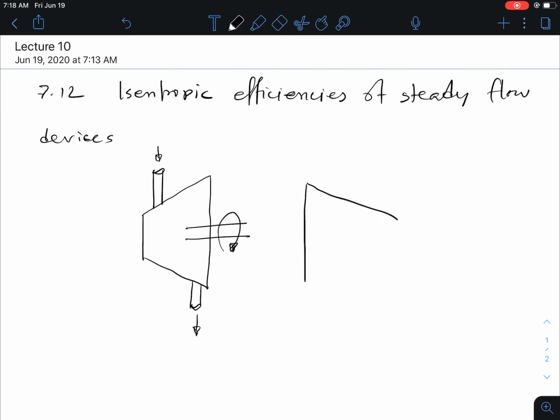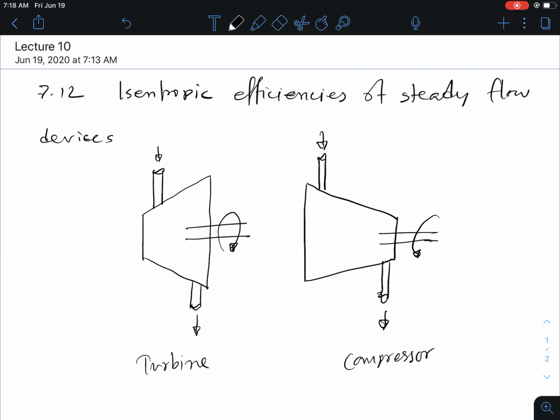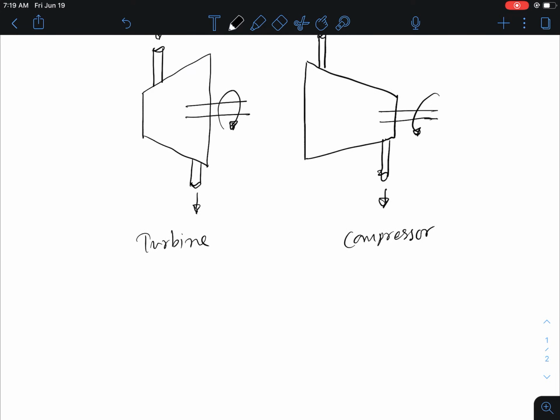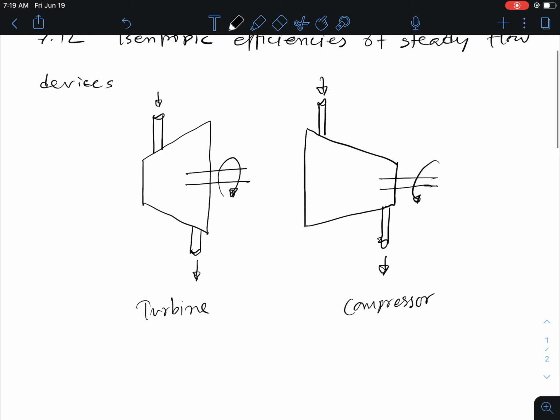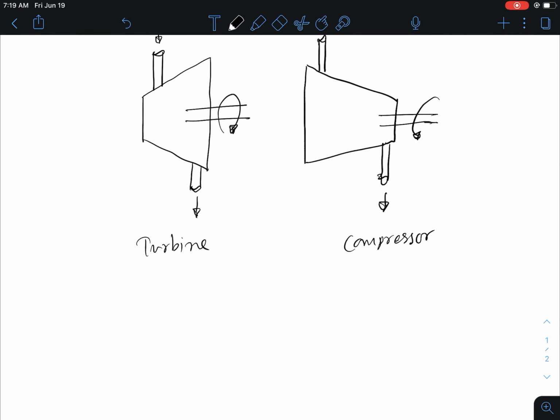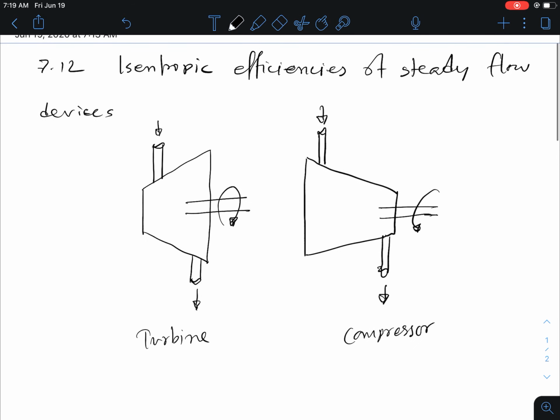If we have a work consuming device, which is a compressor or a pump, this is incoming and this is outgoing, and this device also consumes some work in this case. So this is the compressor and this is the turbine. We know the work produced by the turbine if the process is reversible and steady flow, we know that expression. But today we are going to determine the efficiency.